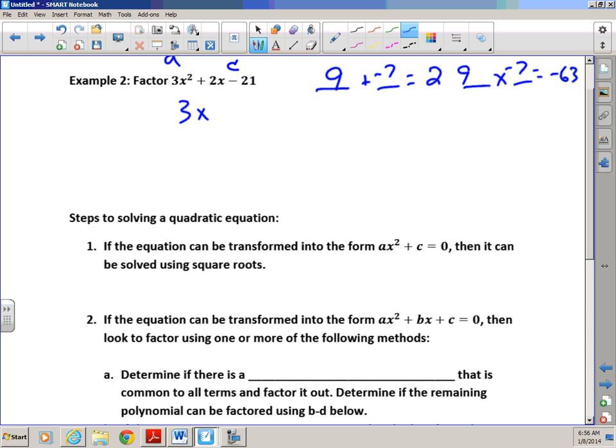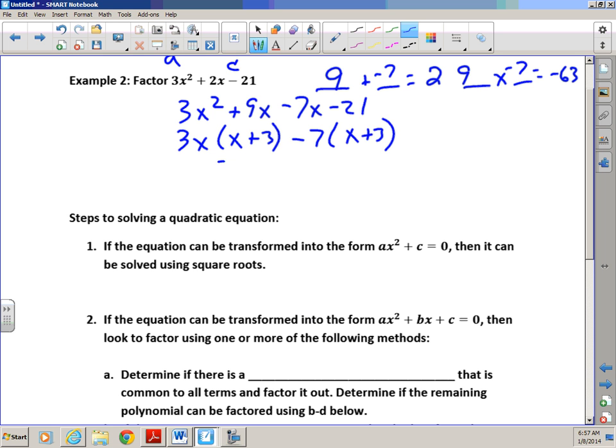So I'm going to write this as 3x squared plus 9x minus 7x minus 21. Again, it doesn't matter whether the 9 comes first or the negative 7 comes first, it will still factor correctly. I got 3x, x plus 3, and I have to factor out a minus 7 to get an x plus 3. So my final answer is 3x minus 7 times x plus 3. Remember, you can always check if you factored properly by multiplying your resulting factors.